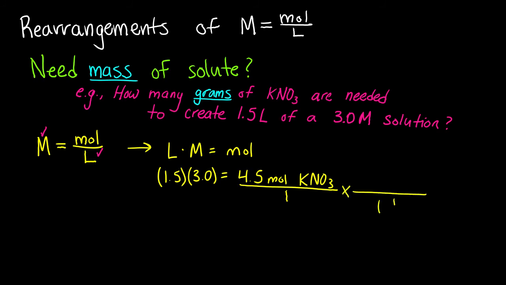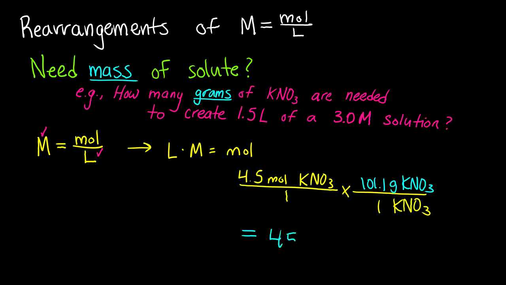We know that 1 mole of potassium nitrate has a molar mass of 101.1. The math works out to give us approximately 454.95 grams of potassium nitrate. Underlining the last significant digit based on our problem, we would really report 450 grams of potassium nitrate.